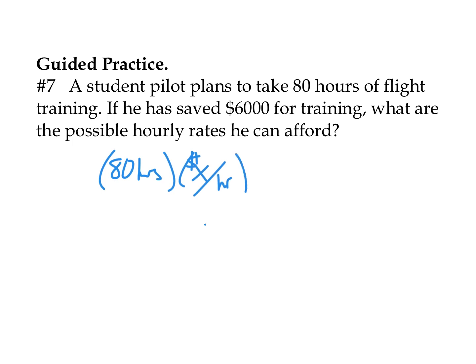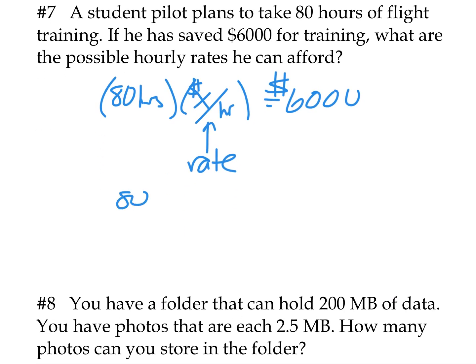That would be the rate, right? The rate that he's going to pay would be how many dollars per hour times how many hours would give us our total of $6,000, right? So we have 80x equals 6,000. But we don't want it to be equal to 6,000 because he doesn't have to spend all his money. So this is where this becomes an inequality. So now we could make that less than or equal to 6,000 because he could spend 5,000, that'd be fine.